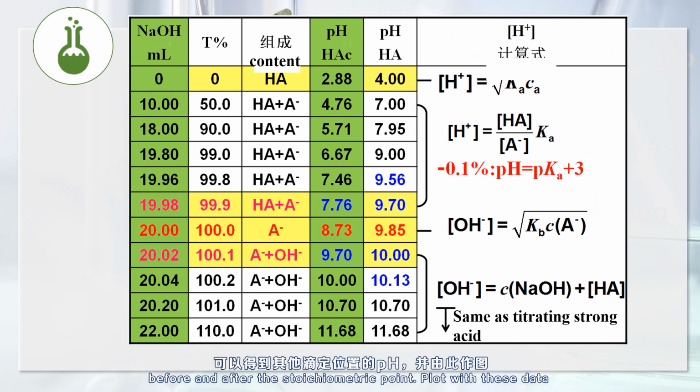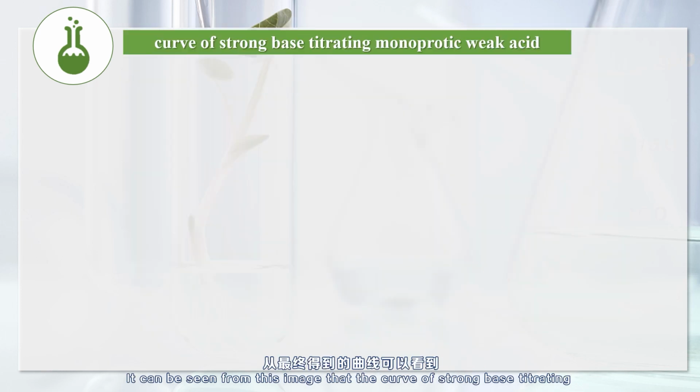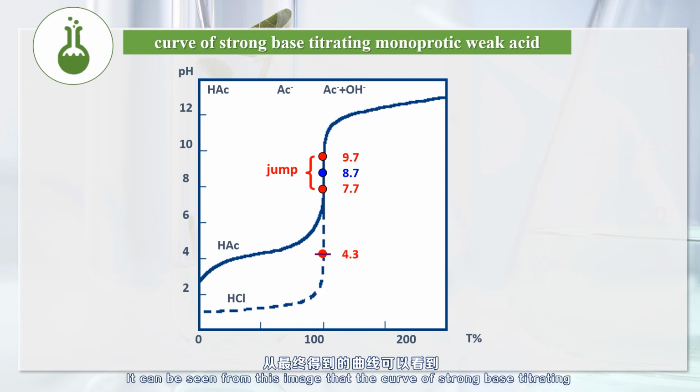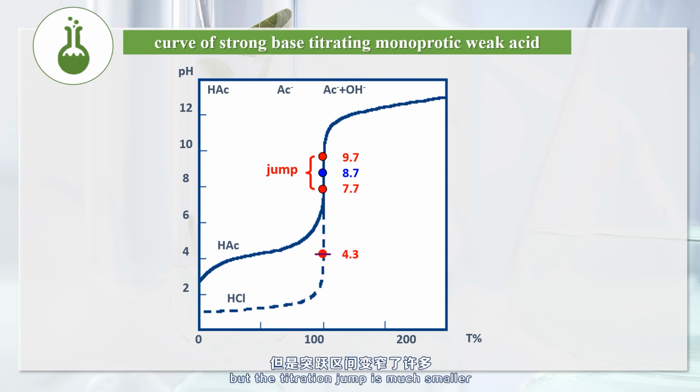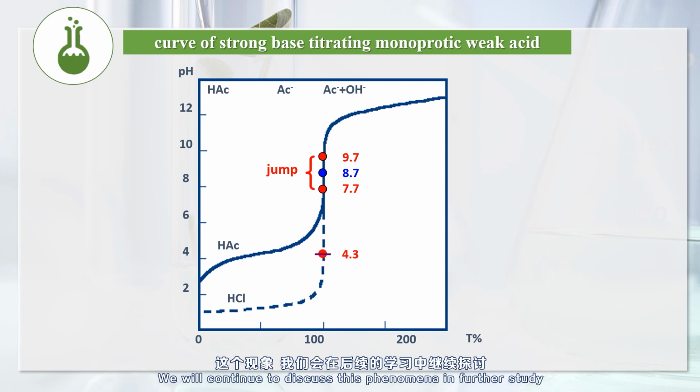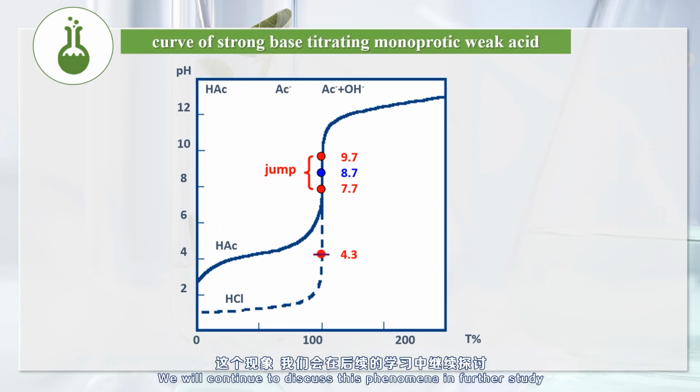Plot with these data. It can be seen from this image that the curve of strong base titrating weak acid resembles the curve of strong base titrating strong acid, but the titration jump is much smaller. We will continue to discuss these phenomena in further study.